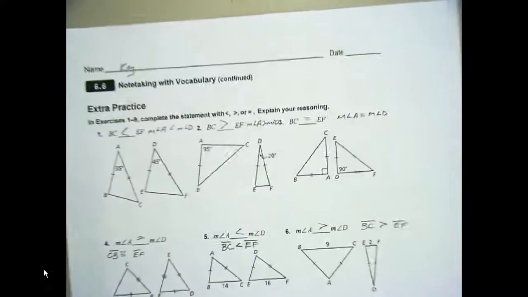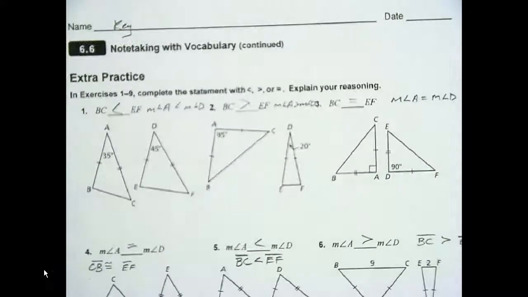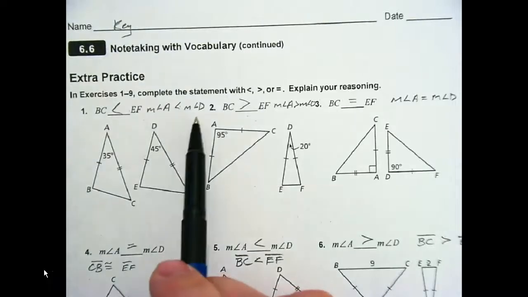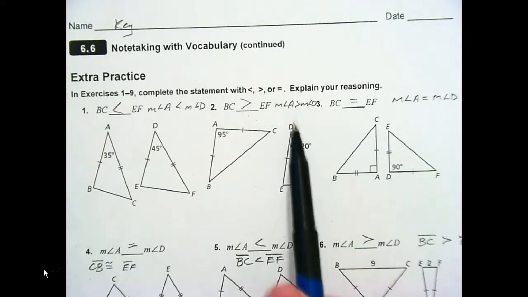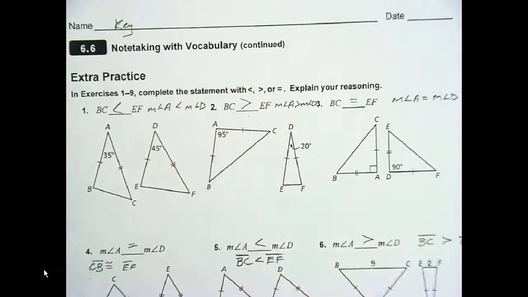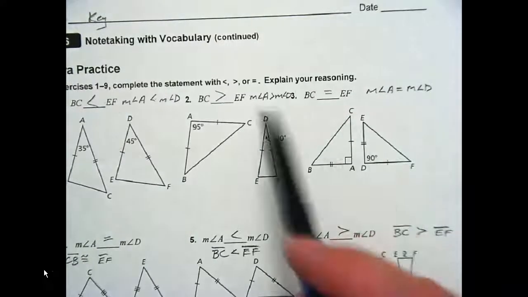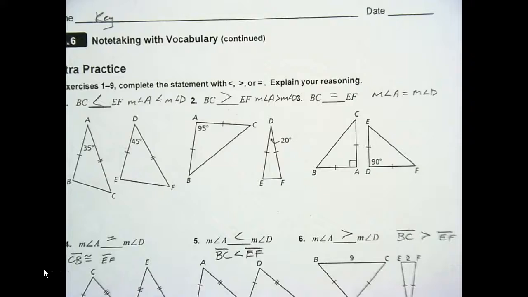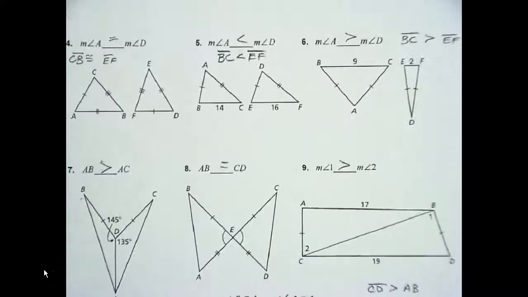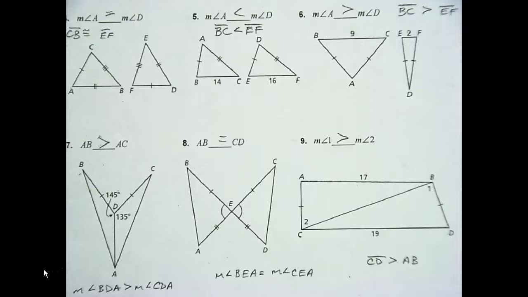So if you would have explained, we may have said something like, hey, measure of angle A is less than measure of angle D, or 35 is less than 45. Or measure of angle A is greater than measure of angle D, or 95 is greater than 20. Now, I'm pretty sure you guys, that's how you figured it out, but that's how we explain our reasoning. Here, A is equal to D. Okay? So make sure you explain. But overall, pretty darn good. Any questions? All right, let's turn the page.